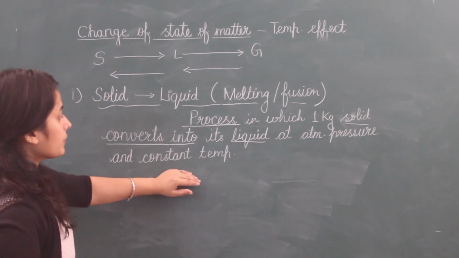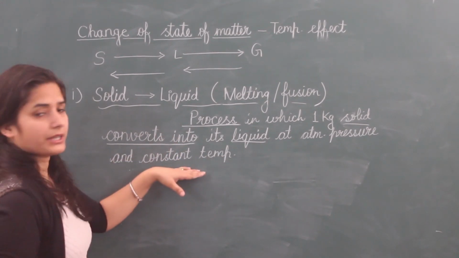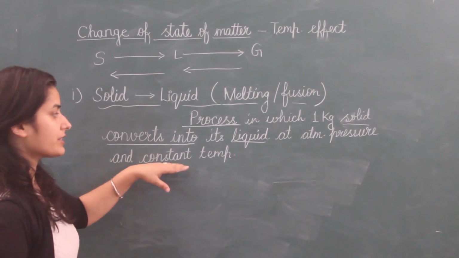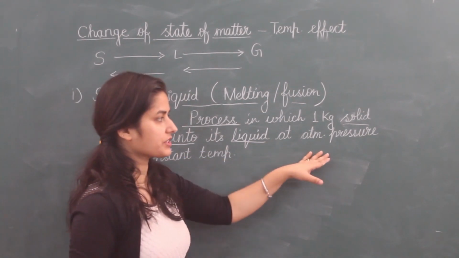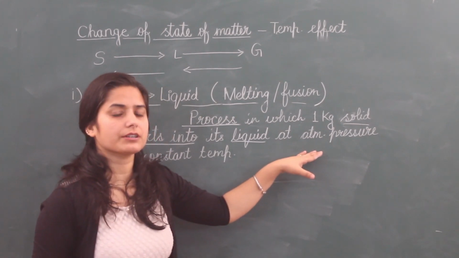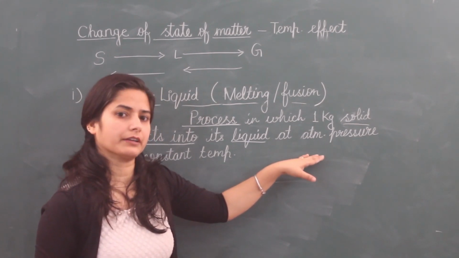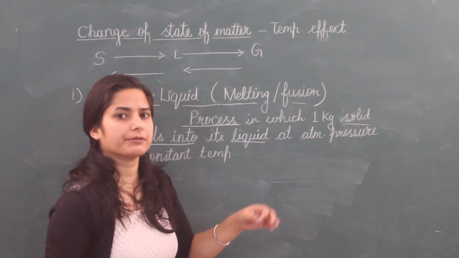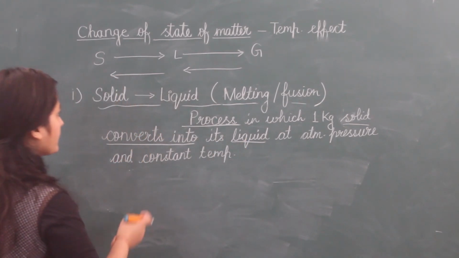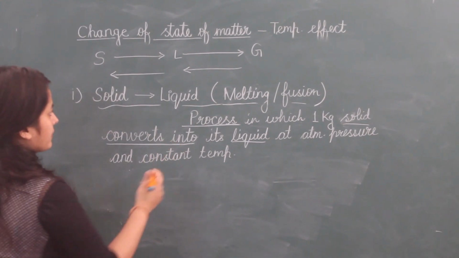Now, constant temperature means temperature will not change on a thermometer, and at atmospheric pressure means we will not increase or decrease the pressure of the container. It will be at normal room temperature, whatever the temperature is.